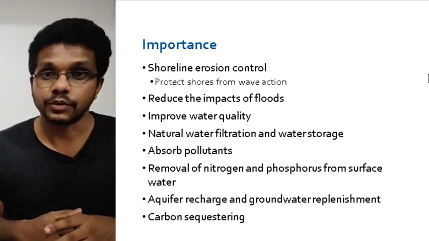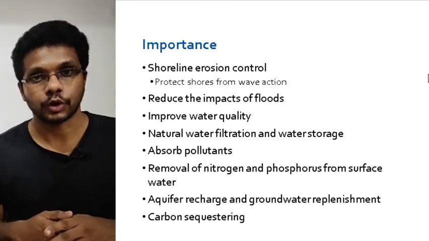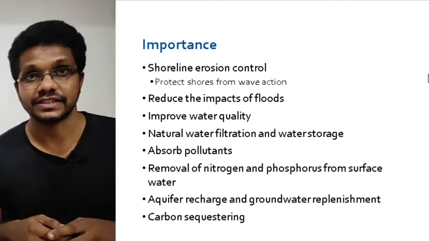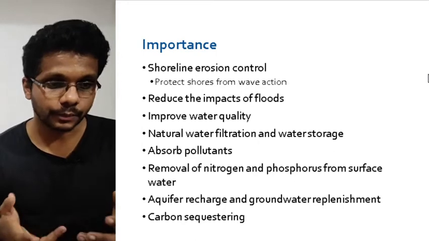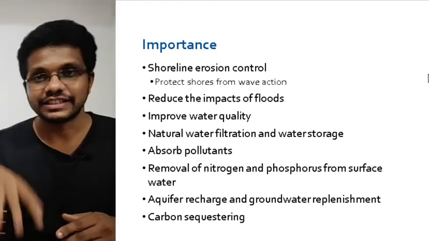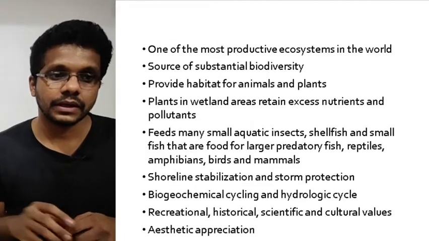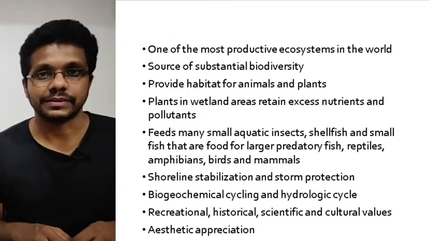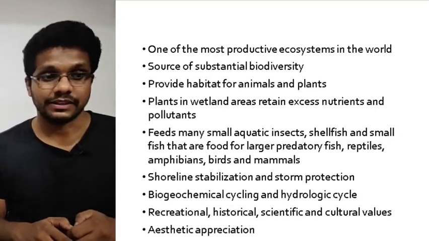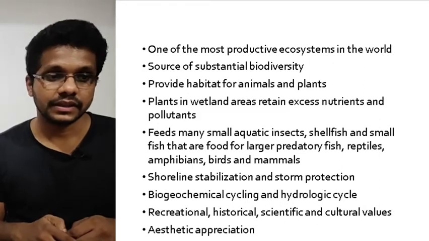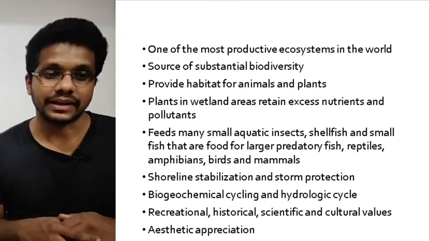It helps in the removal of nitrogen and phosphorus, which are responsible for eutrophication and many other problems in rivers, lakes, and seas. So wetlands can absorb these pollutants. They recharge the groundwater and have a role in carbon sequestration. They are one of the most productive ecosystems in the world, and they sustain biodiversity. They are habitat for animals and plants, and they feed several different types of aquatic plants and animals.